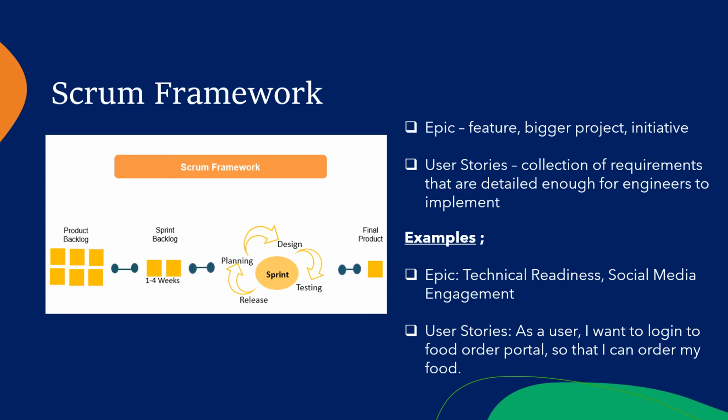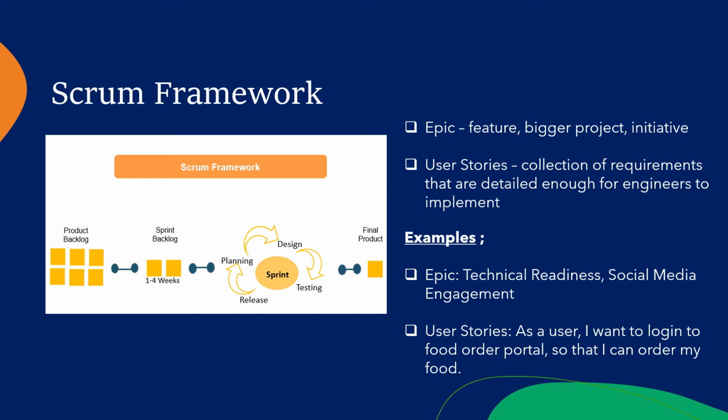What is user stories? A user story is a collection of requirements that are detailed enough for the engineers to implement. For example, if you want to create a web portal for food order, you could come up with the epics. For example, here, technical readiness, social media engagement. So these are the two bigger parts that you want to focus on to come up with the user stories.